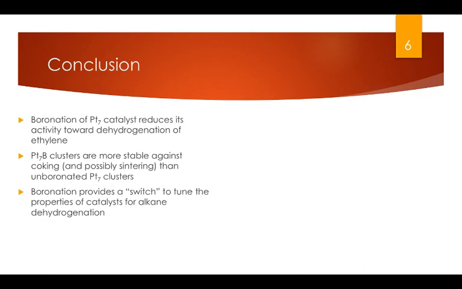So, in conclusion, boronation of the platinum-7 catalyst reduces its activity. Platinum-7 clusters with boron are much more stable against coking and possibly sintering. And boration provides a switch with which you can tune the properties of catalysts for alkane dehydrogenation.